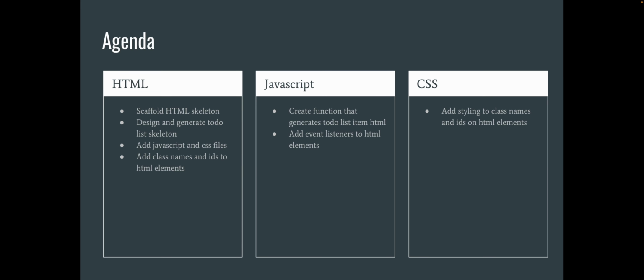Now let's talk about the agenda. So we'll first start off with creating the HTML. We'll scaffold the HTML skeleton, design and generate the to-do list skeleton, add JavaScript and CSS files, and add class names and IDs to the HTML elements that we are creating. The next is to create the JavaScript file. And this is going to be the meat of the function. So we'll be creating a function that generates to-do list item HTML. We'll also be adding event listeners to those HTML items. And the final step here will be to generate the CSS file that will be the design.